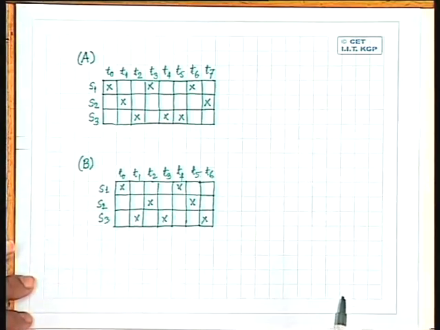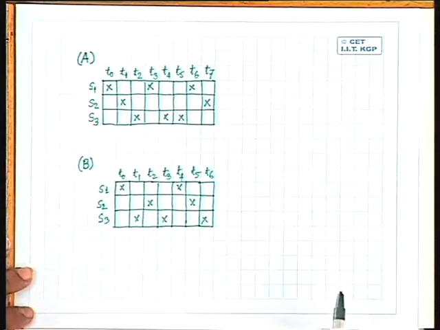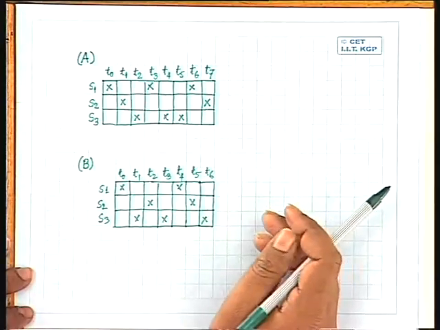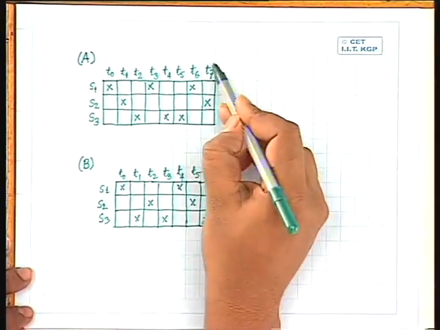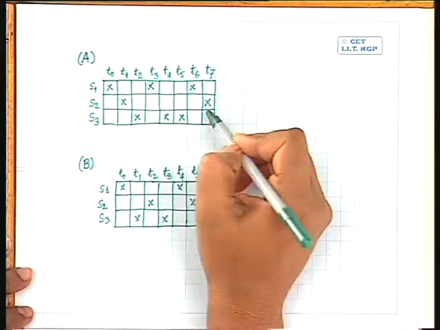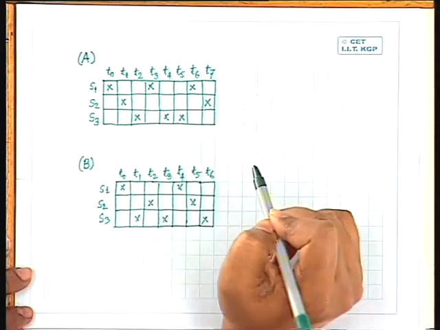Sir, if the tables are the same, but the output points are different? No, it cannot be. If the tables are the same, the output point is also the same. So, it depends upon during the last time period, which of the computation stages is being used.